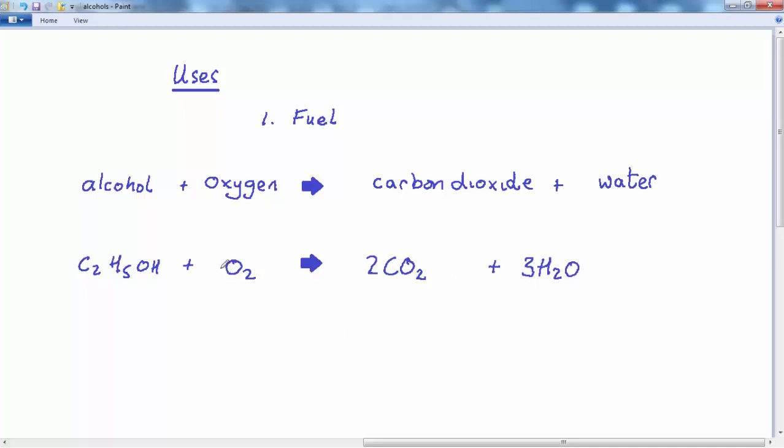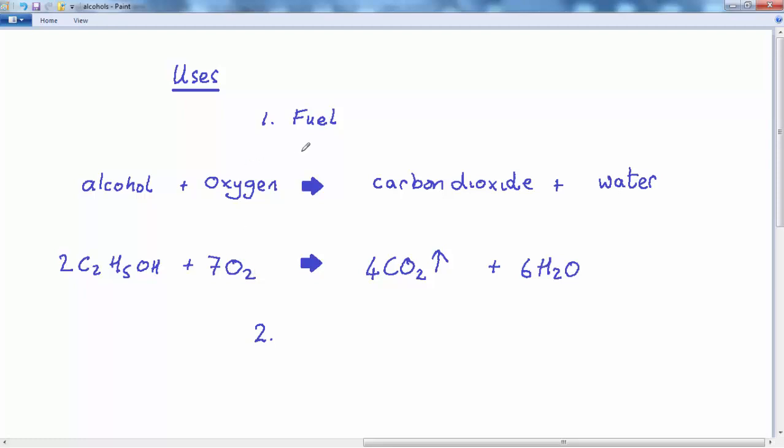So we need 3.5 oxygen molecules. You know very well that you can't have half an oxygen molecule, so we've got to get rid of that half. We do that by multiplying everything by 2. So that becomes 2, that becomes 7, this becomes 4, and the 3 becomes a 6. So there's our balanced equation for the reaction of ethanol with oxygen.